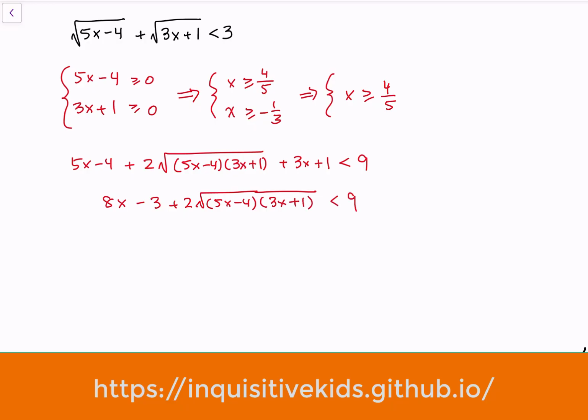Now we have to isolate the radical term. We can add 3 and subtract 8x on both sides. Then we can divide both sides by 2.